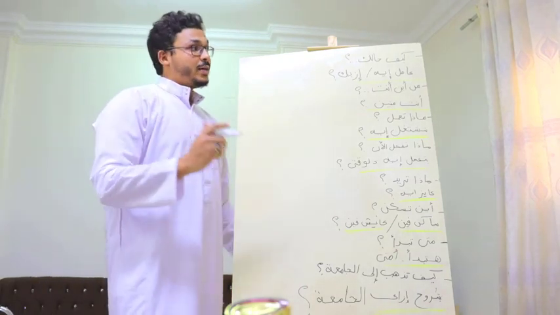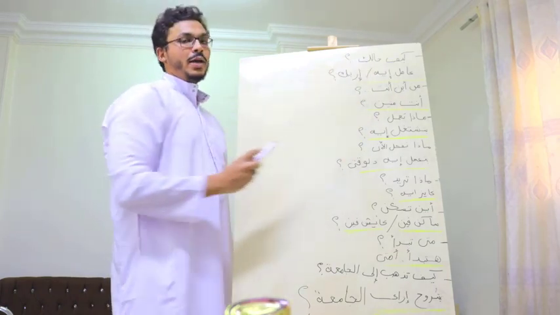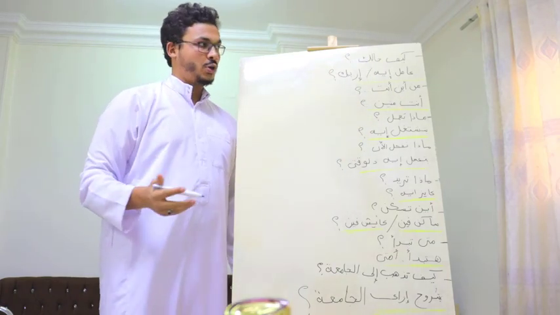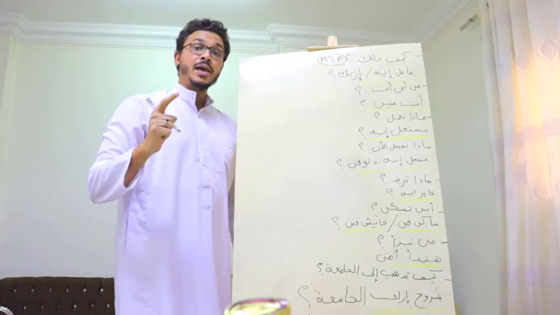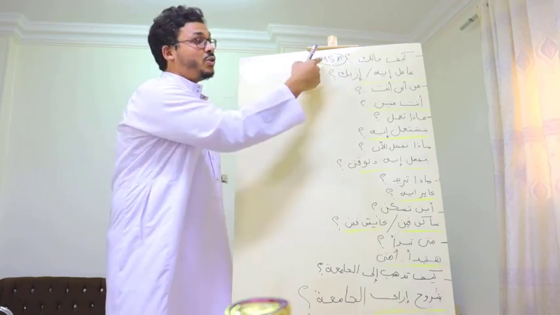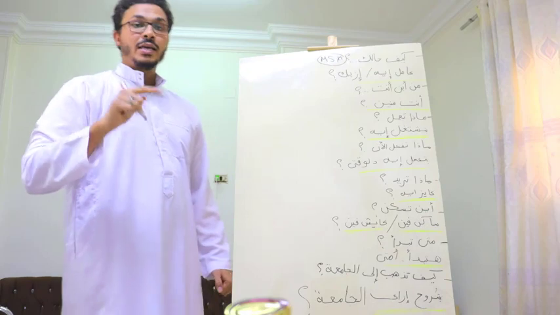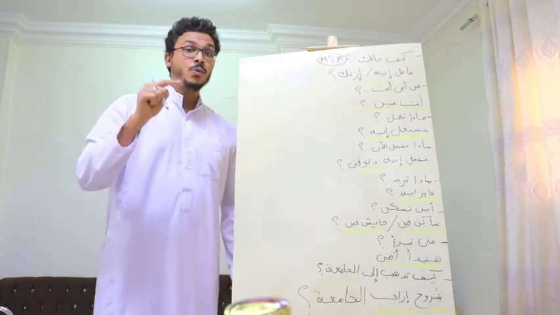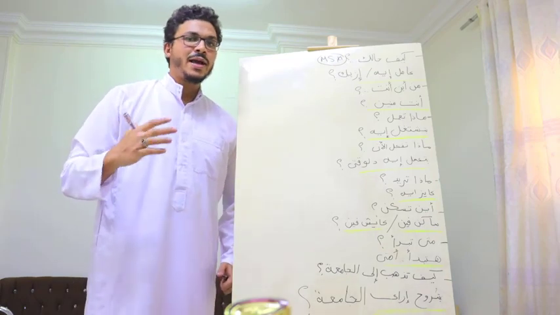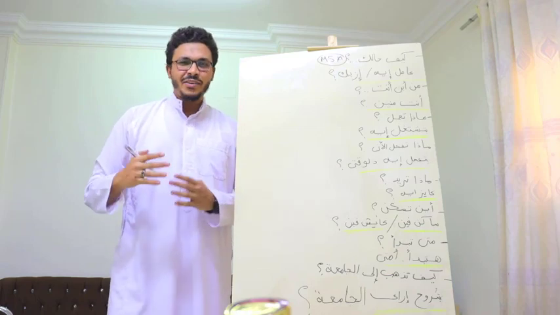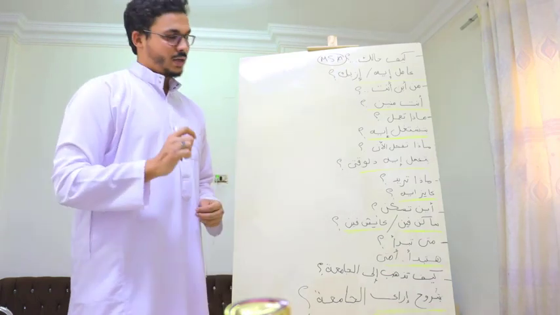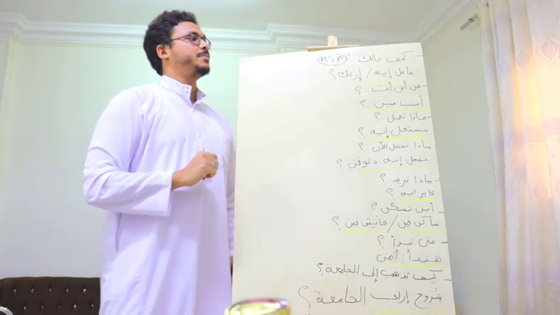Our first phrase, كيف حالك? This is how are you in MSA. And MSA is Modern Standard Arabic. You can call it Standard Arabic. كيف حالك? How are you? This is if you're asking a man. What about if you're asking a female? كيف حالك? Just a little difference.